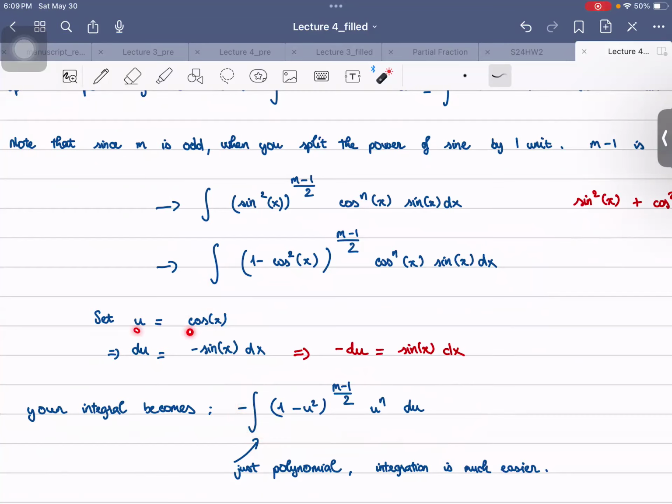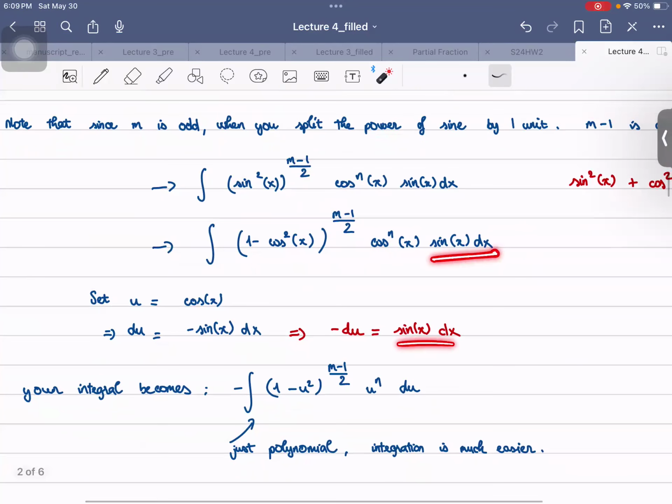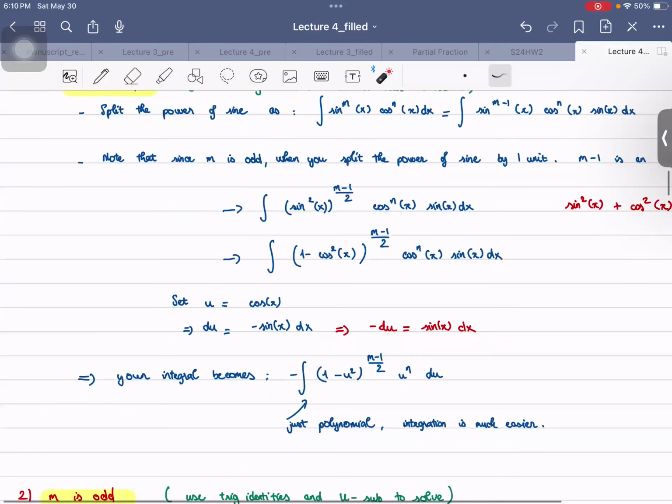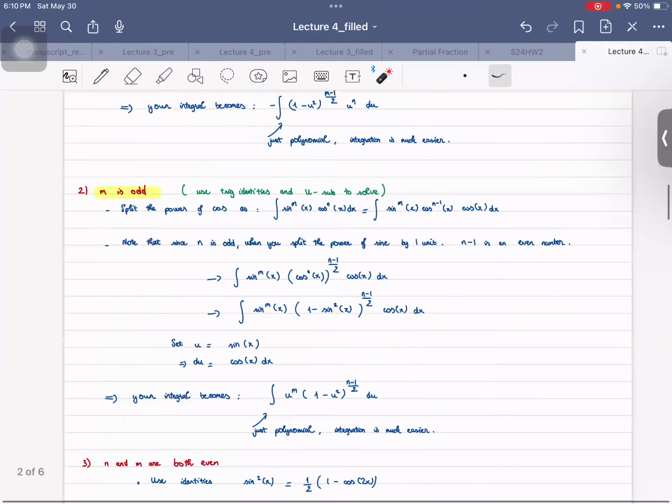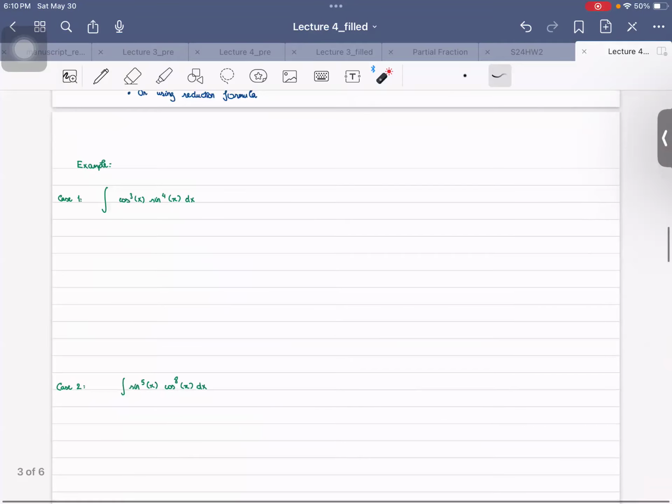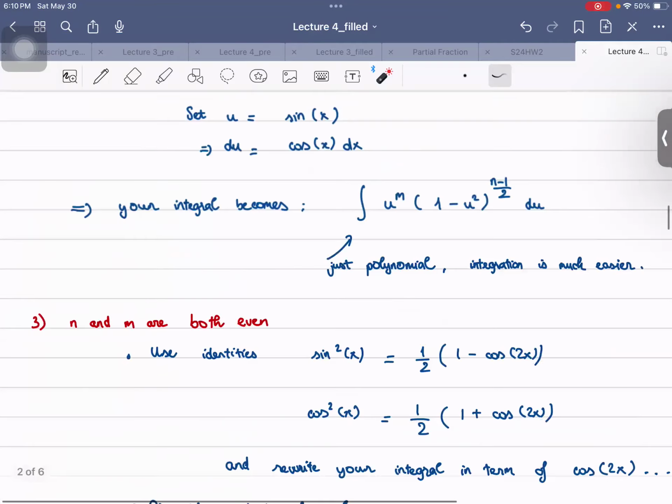You have u equal to cosine, so 1 minus cosine squared is 1 minus u squared. You have cosine to the power of n, so you have u to the power of n. And sine x dx is negative du, so I have du and a negative sign in front. Believe me, this is much easier to integrate. And I will demonstrate this in the next page.